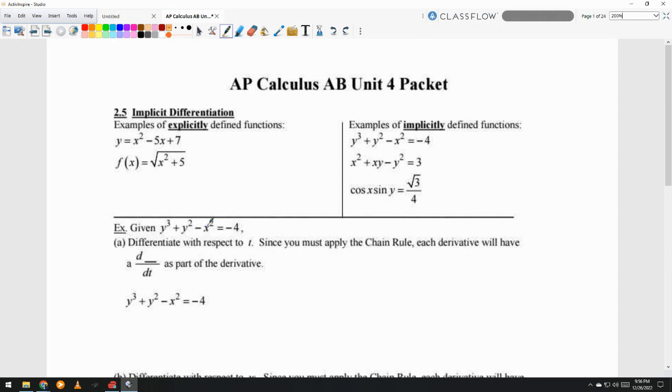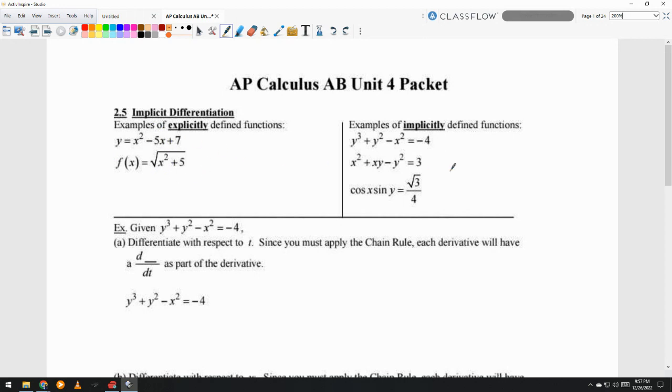Hey there, we're going to do our next lesson on implicit differentiation. Everything that we have been working with so far has been explicitly defined functions, which you can see examples of over here on the left at the top of your page. You'll notice that the y, or the f of x, is on one side of the equal sign, and everything in terms of x is on the other side of the equal sign.